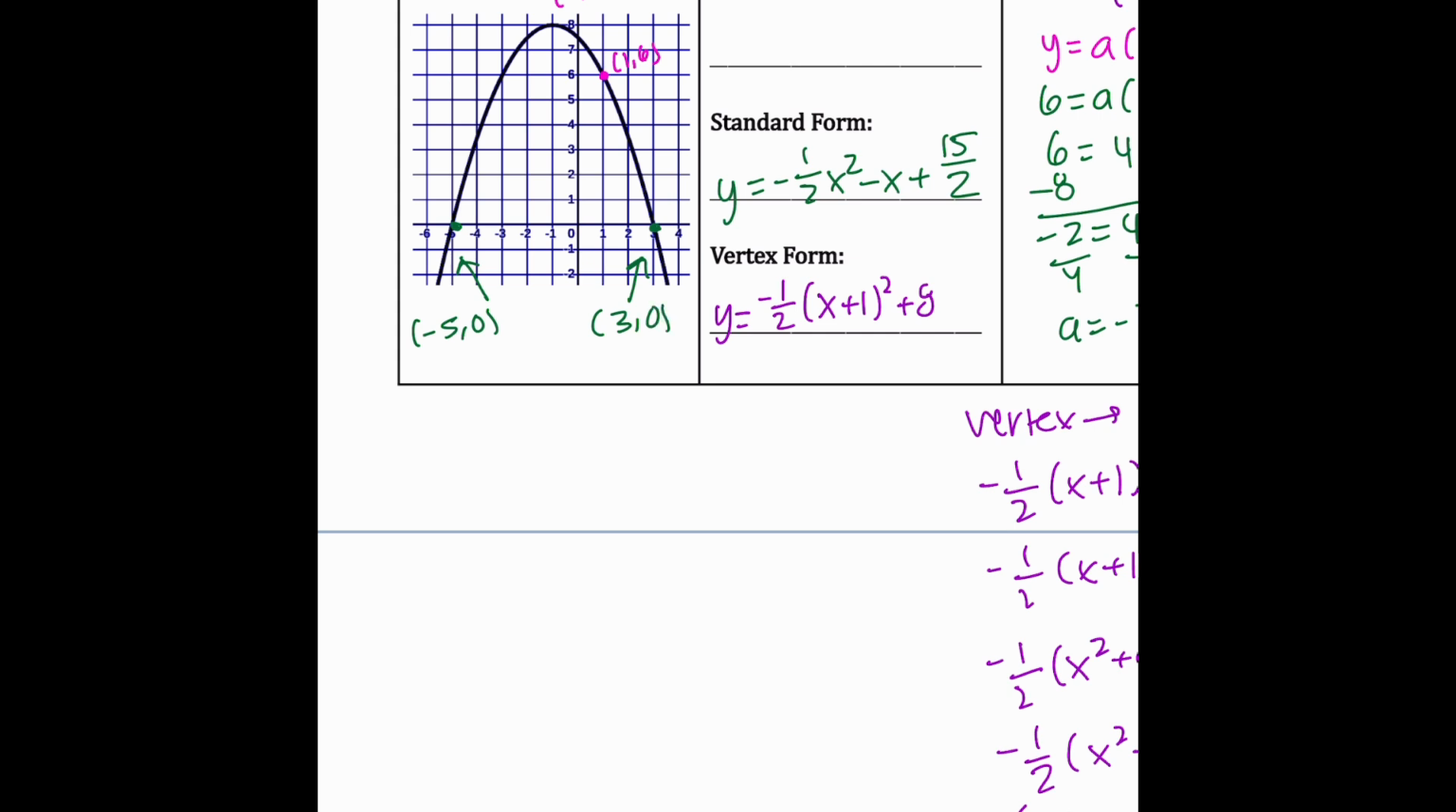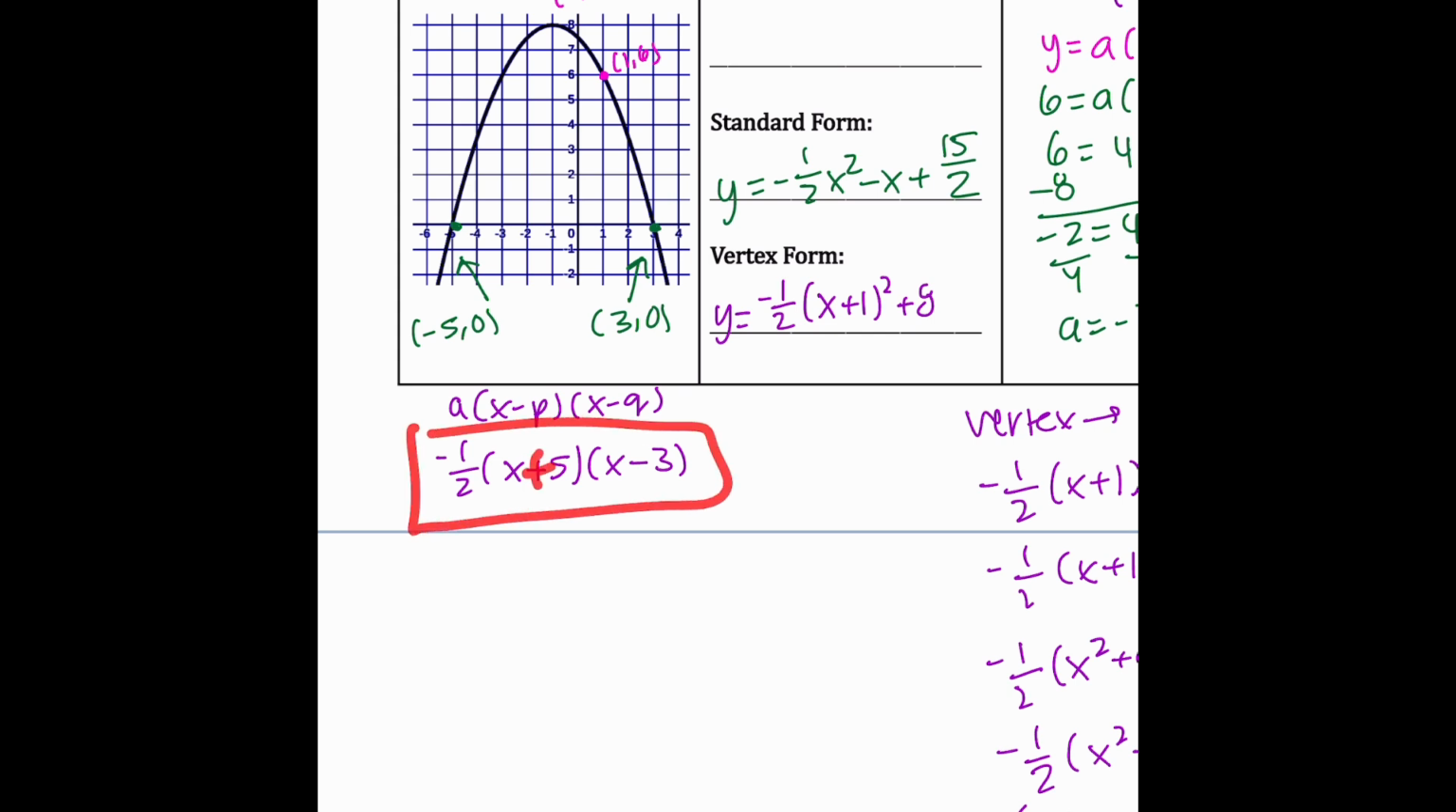Now I can look at what factored form looks like, and we should know that factored form is a times x minus p times x minus q. Earlier we found that a was negative 1/2, and if I think about it, my first x value was negative 5, so it changes the sign to plus 5, and x minus 3. It doesn't matter the order you put it, but just remember that if it was a negative 5, you make that a positive. So here is my factored form.